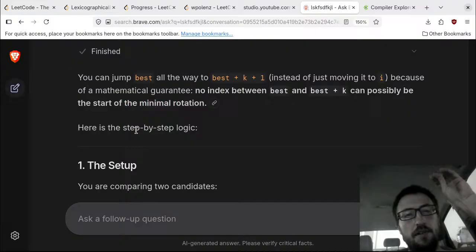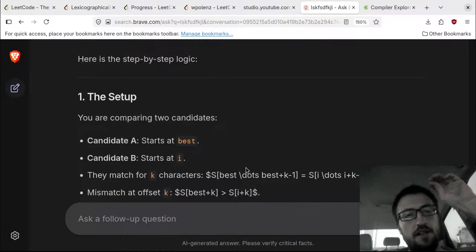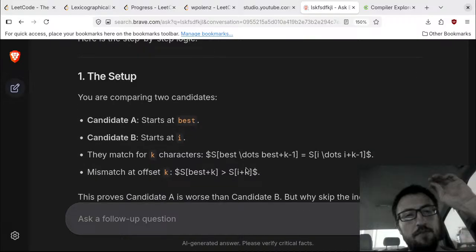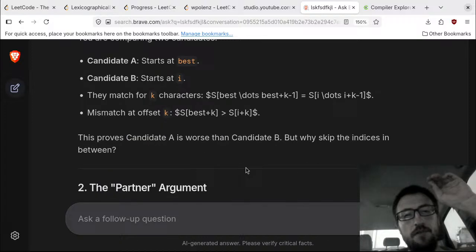Here's the step-by-step logic. Setup: you're comparing two candidates. Candidate A starts at best, candidate B starts at i. They match for k characters, and there's a mismatch at offset k. This proves candidate A is worse than candidate B, but why skip the indices in between?